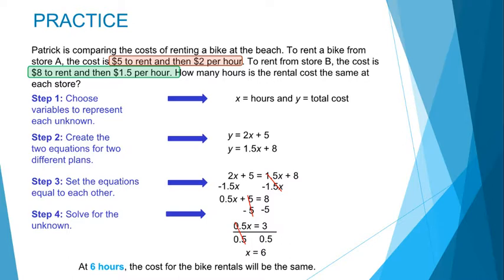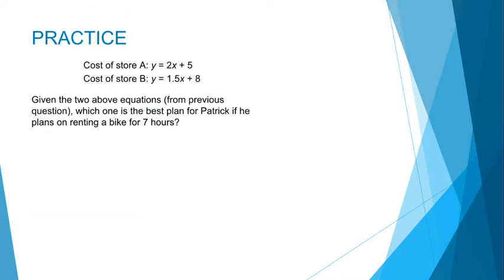Given the two equations above, which one is the best plan for Patrick if he plans on renting a bike for 7 hours? So go ahead, pause the video and try to complete it. So now that you have completed this problem, let's see how you did. Since we know he's doing it for 7 hours, you can either do this by hand or you can graph it. So I'm going to go ahead and I graphed it.